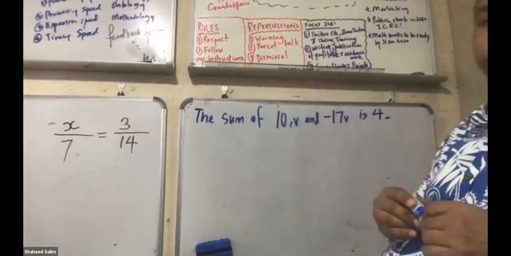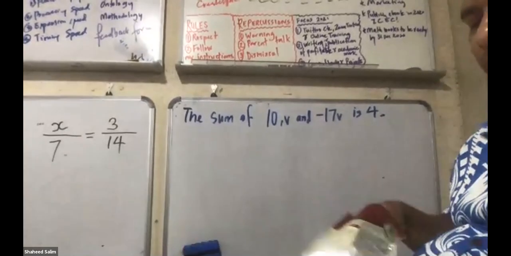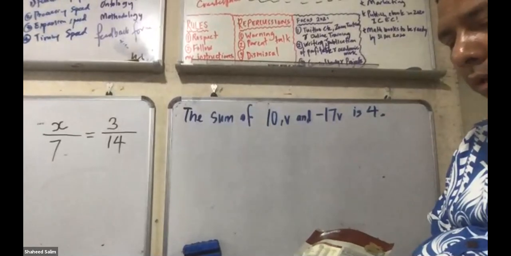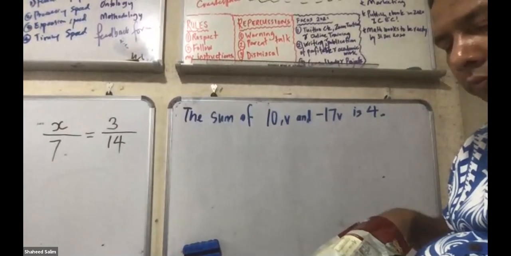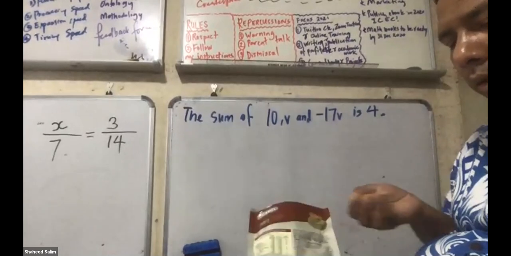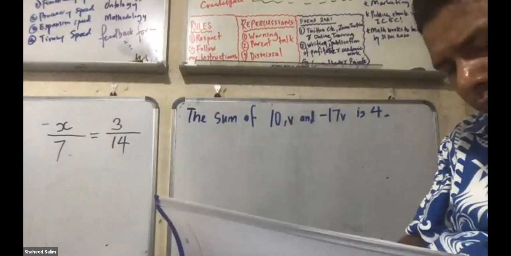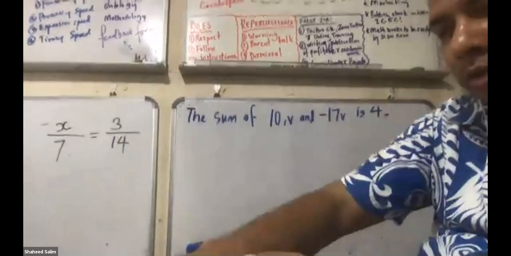Okay, can you solve it also? I know the sum of 10V and 17, minus 17V is 4. Give your answer as a fraction.